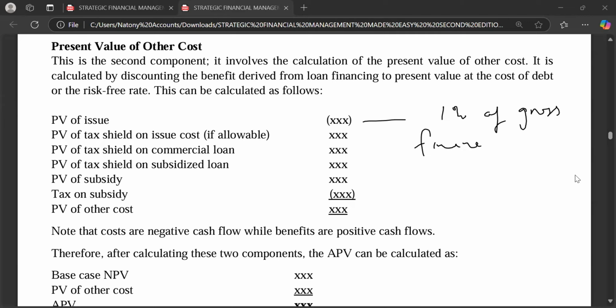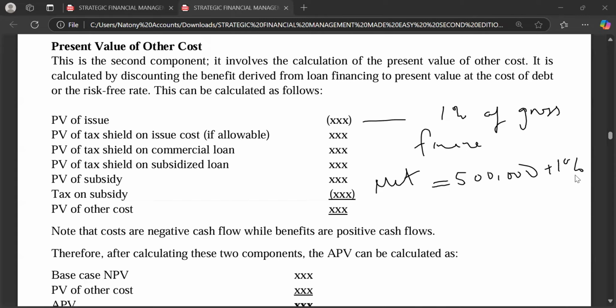So what is the examiner saying? That the issue cost is 1% of gross finance. So it means that if the company needs 500, this 500 that the company needs for the project is what? The net amount, excluding issue costs. But the gross finance is this 500 plus the issue costs, which is 1% in this case.